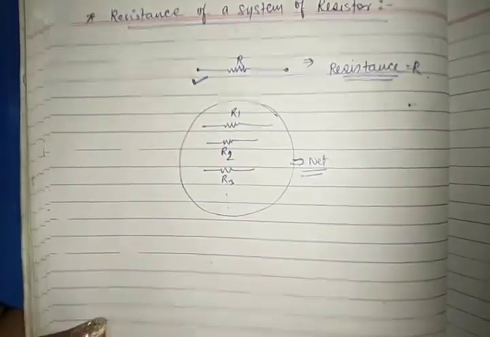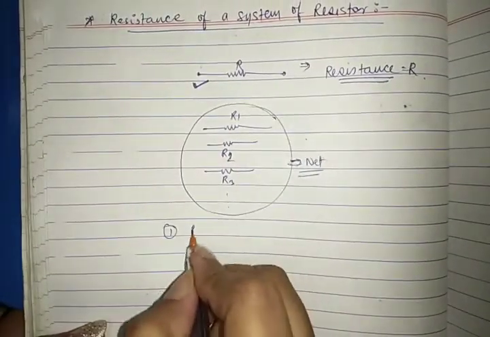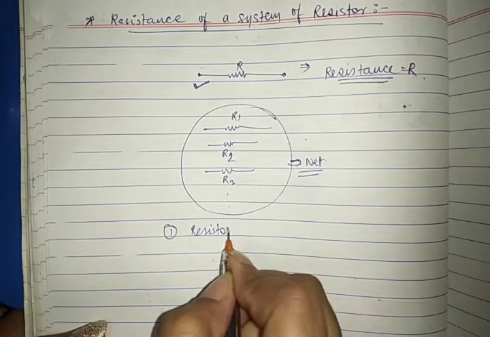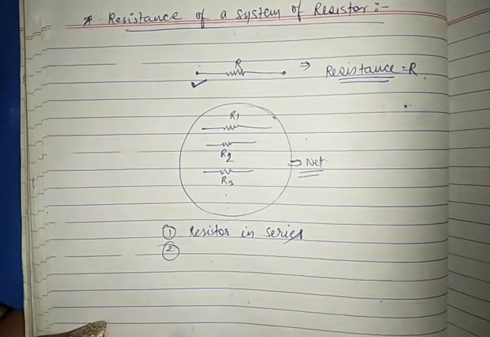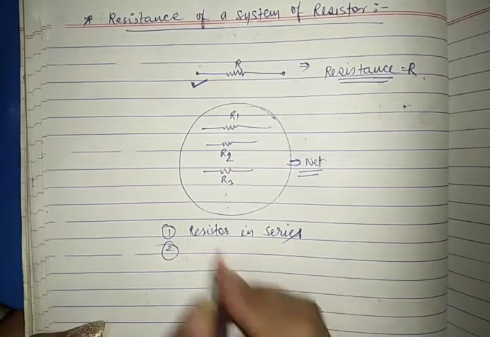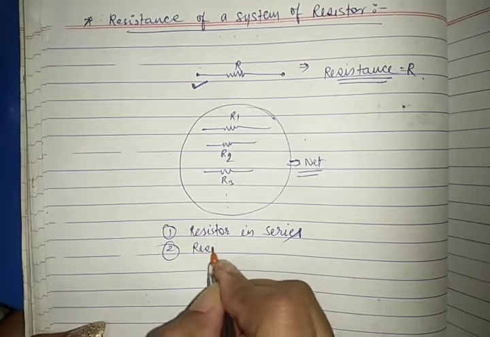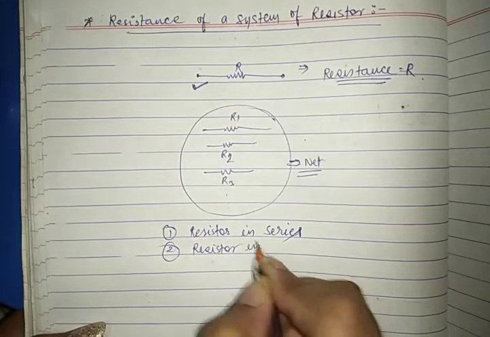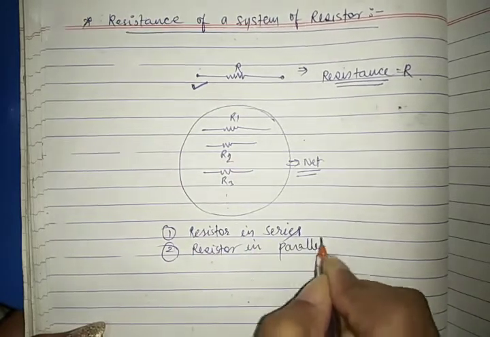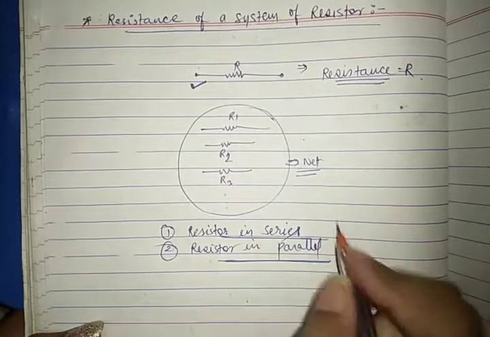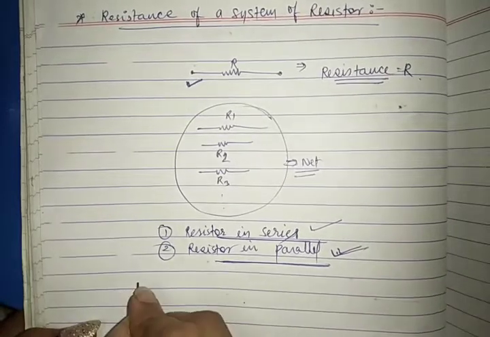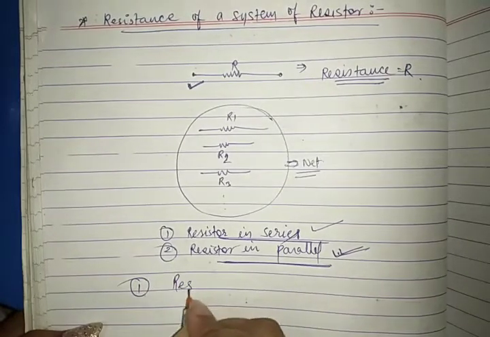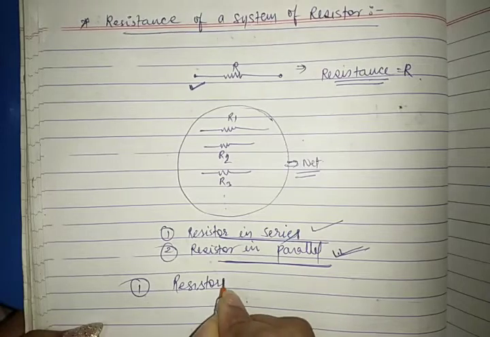For this we have two methods of joining multiple resistors. One is we can connect them in series, and the second method is to connect them in parallel. What happens when we connect resistors in series and when they are connected in parallel? We will see one by one. So the first heading is when resistors are connected in series.